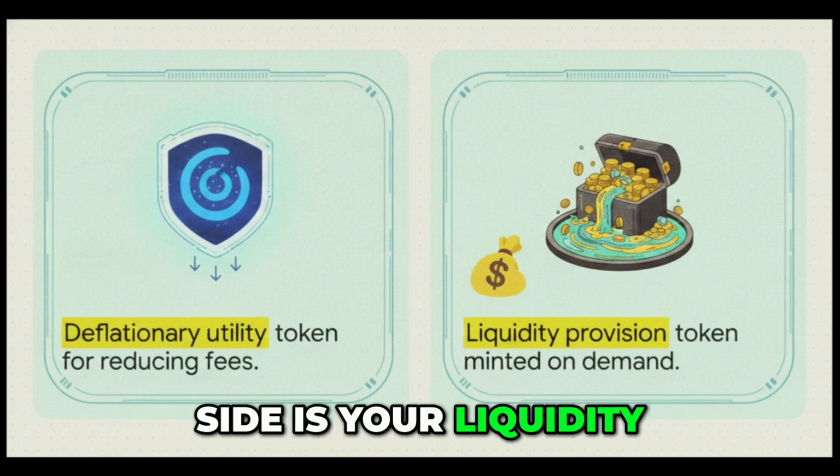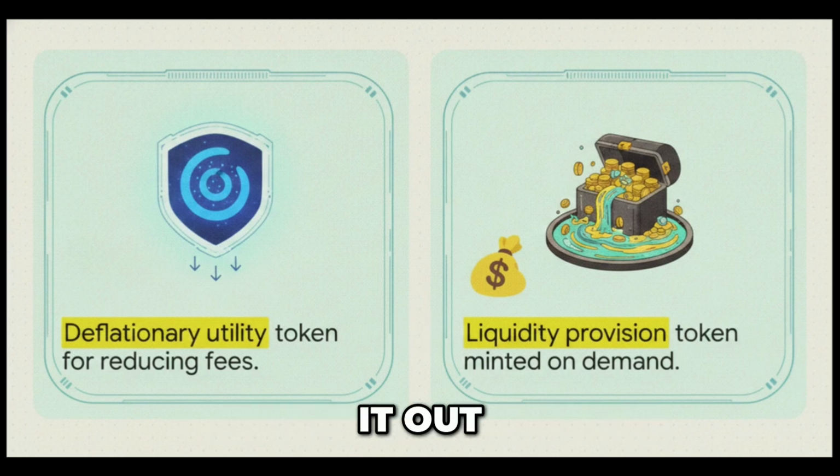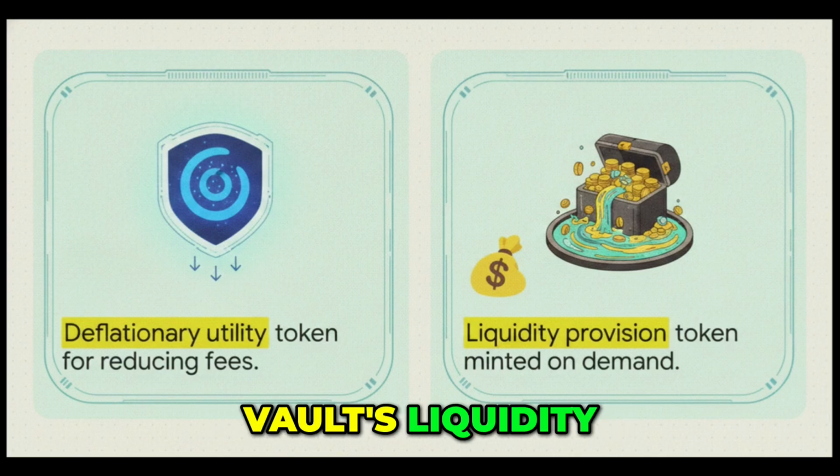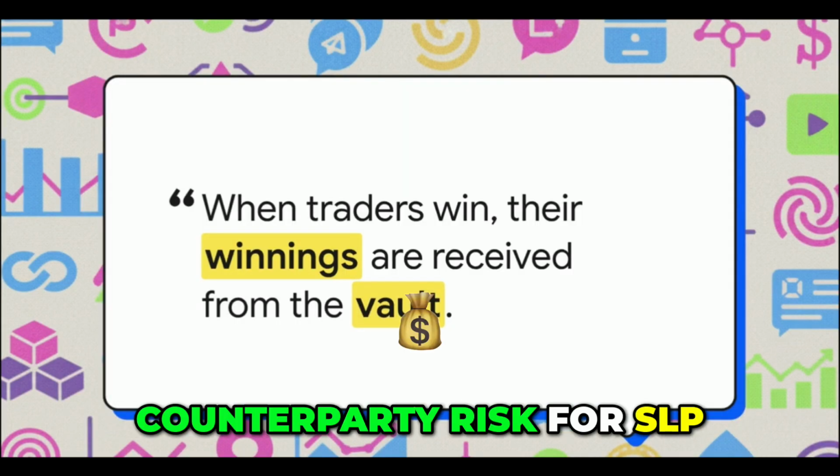SLP, on the flip side, is your liquidity provision token. It gets minted when you add liquidity and burned when you pull it out. It literally represents your direct share of the vault's liquidity. This quote perfectly captures the dynamic and the counterparty risk for SLP holders.